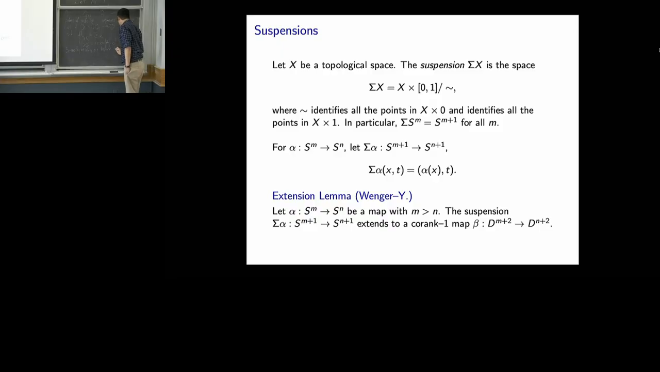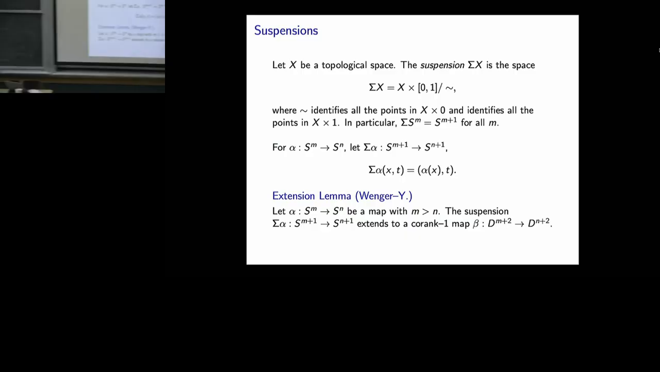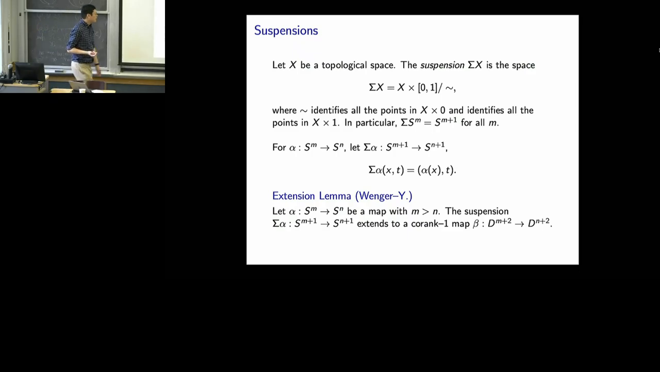to get a map which is Lipschitz, a corank 1 map, which is sigma alpha on the boundary. So again, we can construct this. This is impossible for a smooth map because a smooth map with corank 1 couldn't have surjective image. The image couldn't be all of D n plus 2.